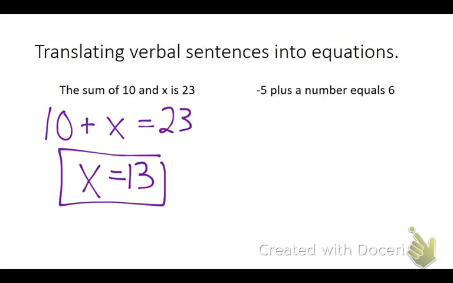Go ahead and write your equation for the second one. What's my equation? Someone raise your hand. What's my equation? Kyan?